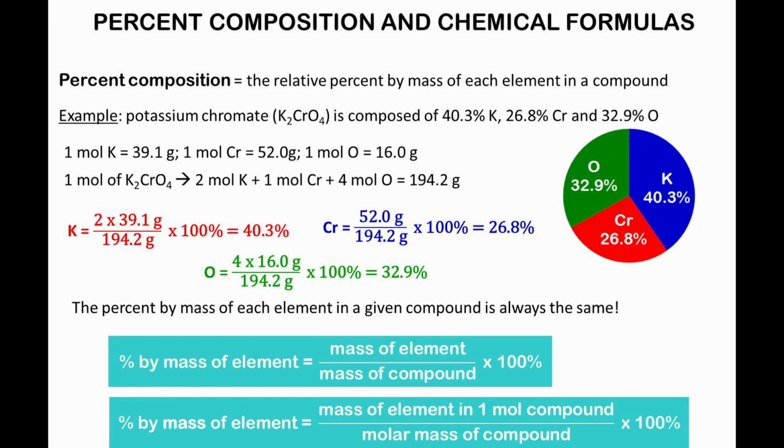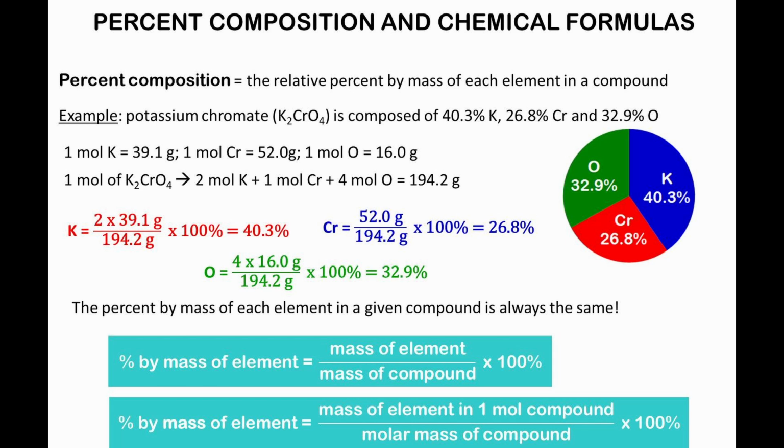Relative amounts of elements in a compound are expressed in percent composition. Let's use an example to illustrate the concept of percent composition. Potassium chromate is composed of 40.3% potassium, 26.8% chromium and 32.9% oxygen. Why is that?